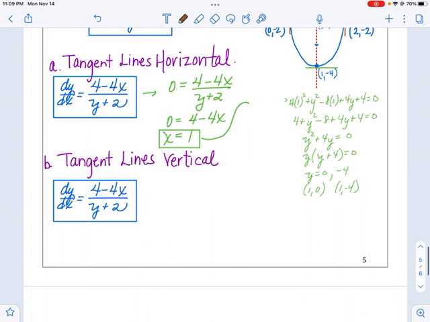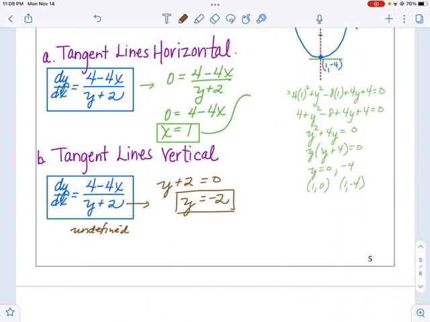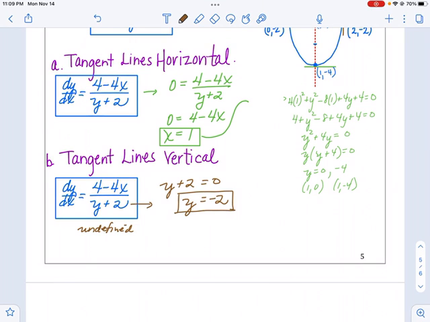So that's going to be where the derivative is undefined. So you would just say that would occur when y plus 2 is equal to 0, or y is equal to negative 2. So once you would get that y value, then you would be plugging that back in to get the x values. But I'm going to make a long story short here. And I'm going to say we have y is equal to negative 2.